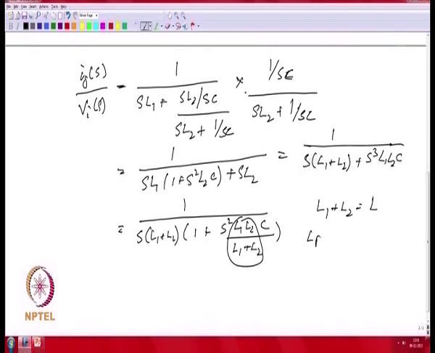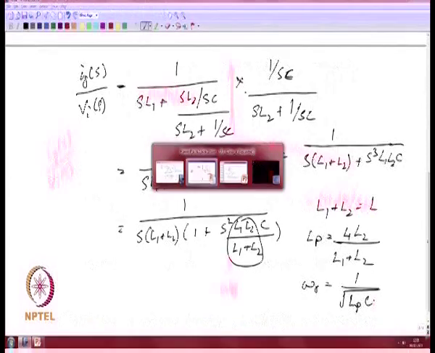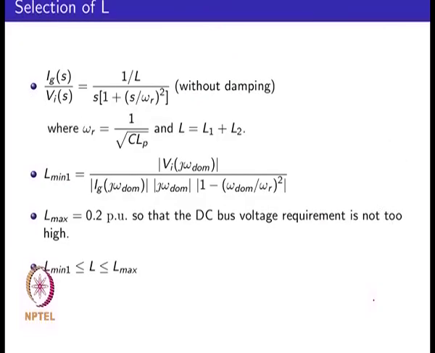So LP is the parallel combination, and your resonant frequency is 1 by root LP times C. These relationships can then be used to obtain this transfer function Ig of s by Vi of s. So this is the ideal LCL filter without any damping. You have very high gain at the resonant frequency, and you have the definition of what the resonant frequency and the L value are.